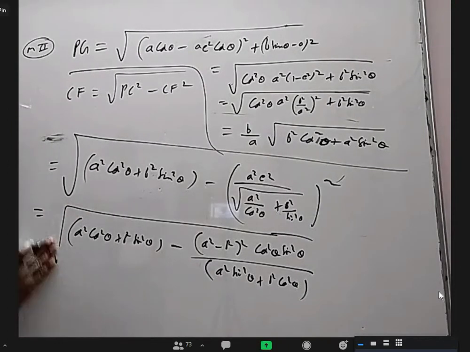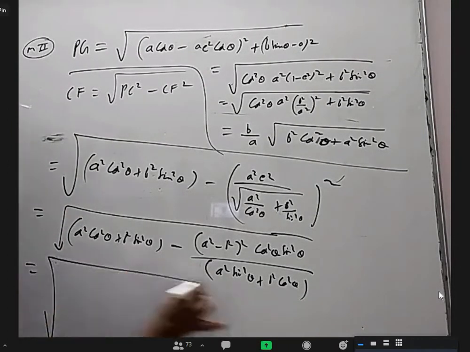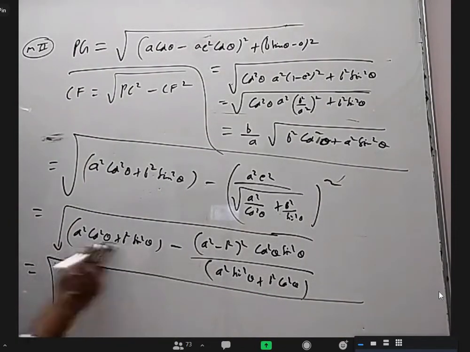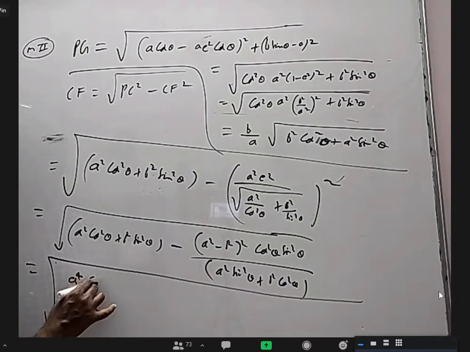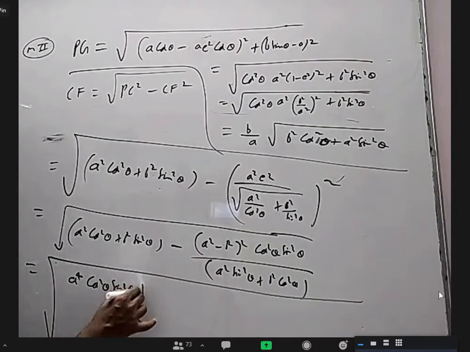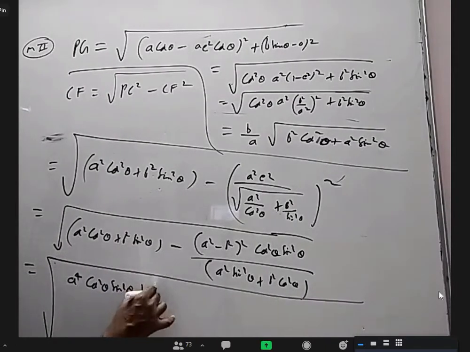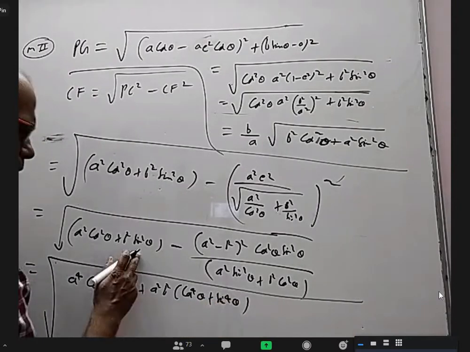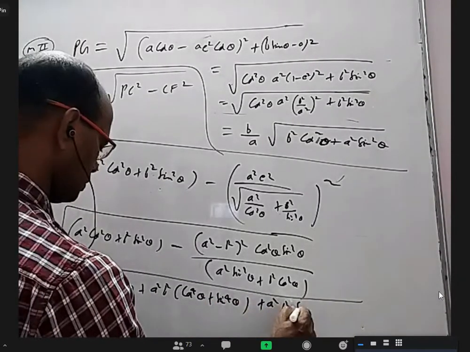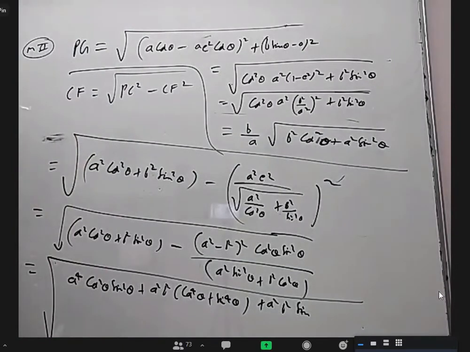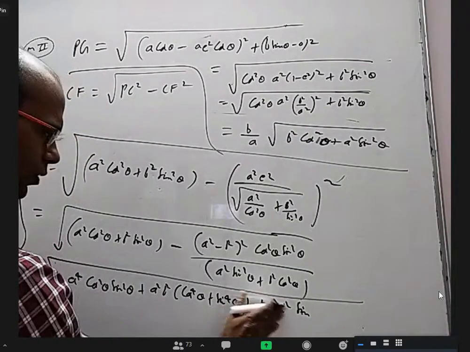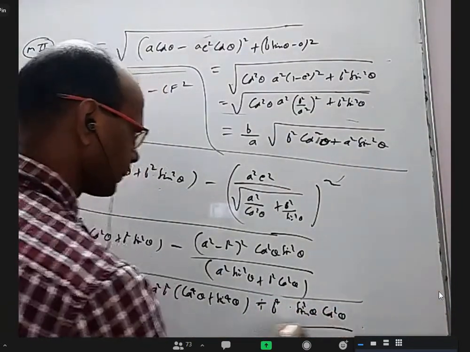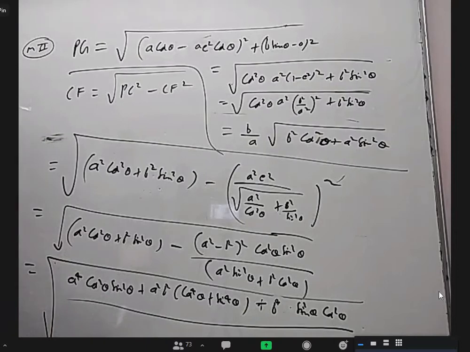Now if I simplify this, is this part visible? Okay, got it. I will get a power 4 cos square theta sin square theta plus a square b square into cos power 4 theta plus sin power 4 theta. This is a square b square into again sin square theta, no, b power 4 sin square theta cos square theta by the denominator.